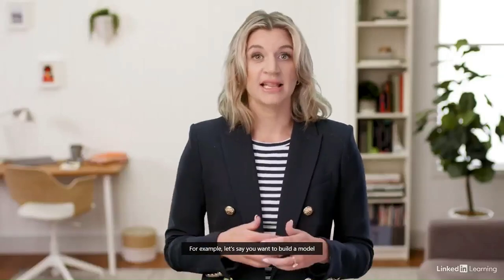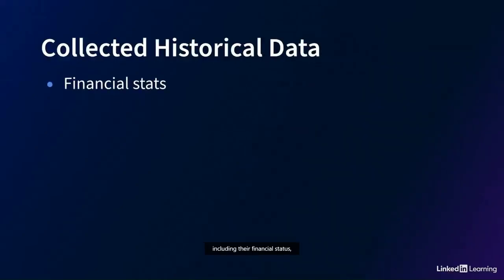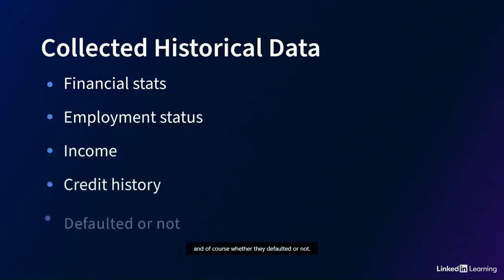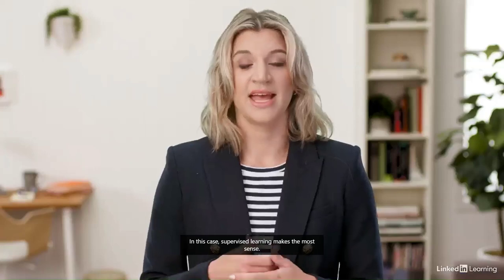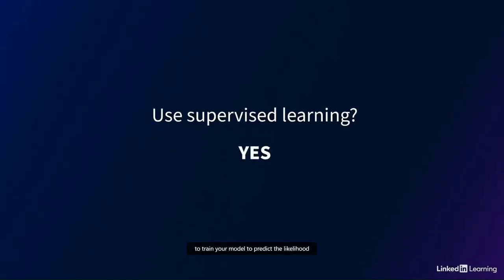For example, let's say you want to build a model to assess loan default risk. You have historical data on customers, including their financial status, employment status, income, credit history, and of course, whether they defaulted or not. So is this a good fit for supervised learning? In this case, supervised learning makes the most sense. You have labeled historical data you can use to train your model to predict the likelihood of future customers defaulting.